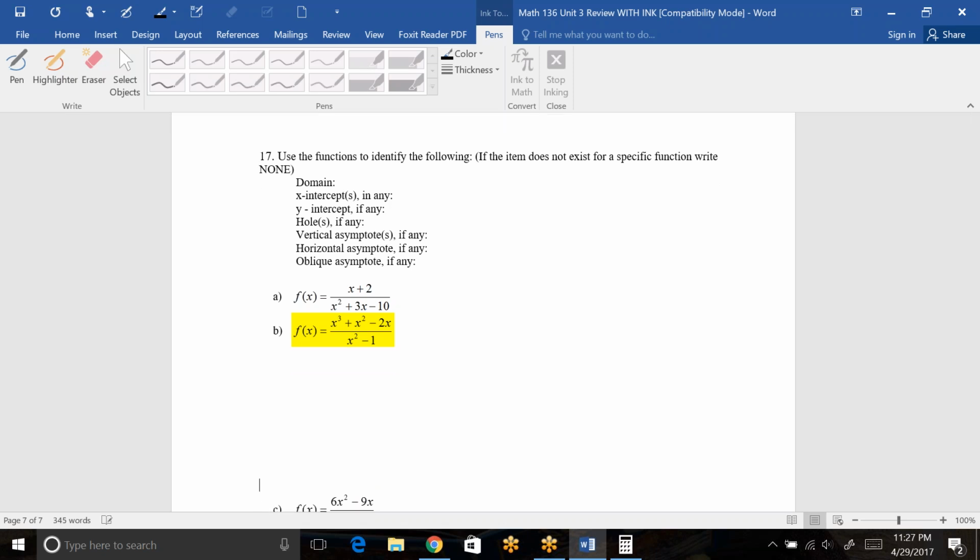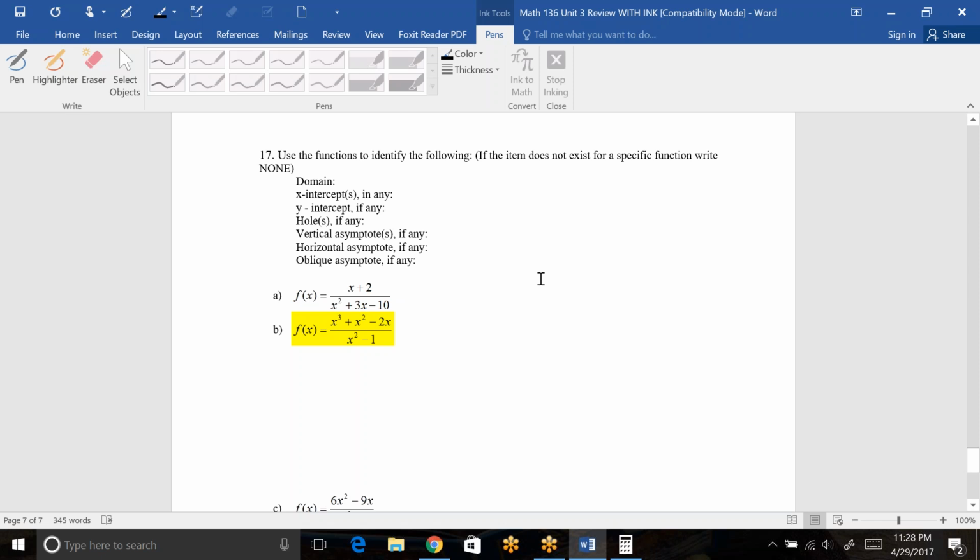So the last one is not actually graphing, so we don't have to do a table. All we have to do is break this polynomial on top and bottom down as far as we can, and then tell what all the pieces are. So does it have a domain, x-intercepts, y-intercepts, all of that stuff. So essentially the first third of that graphing problem we just did.